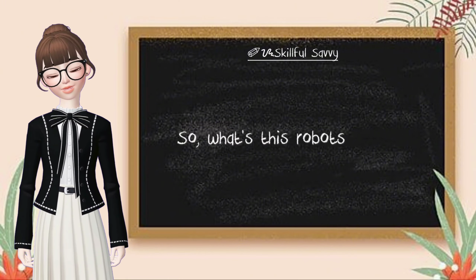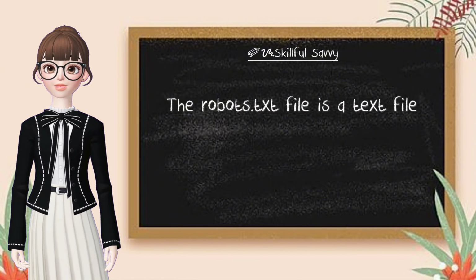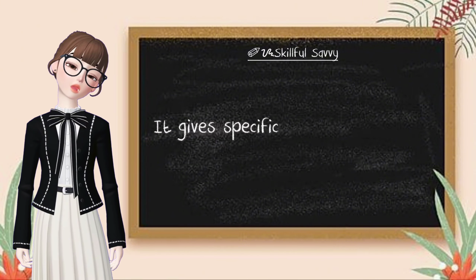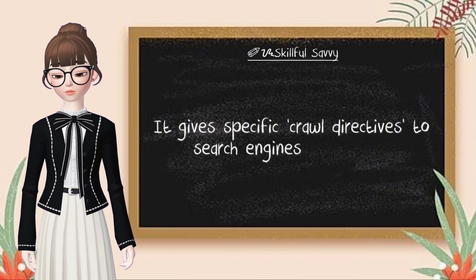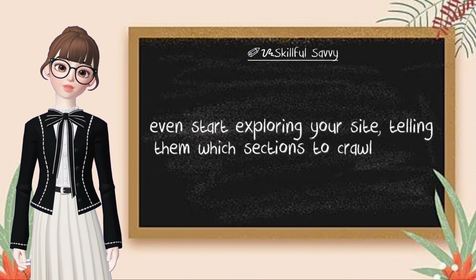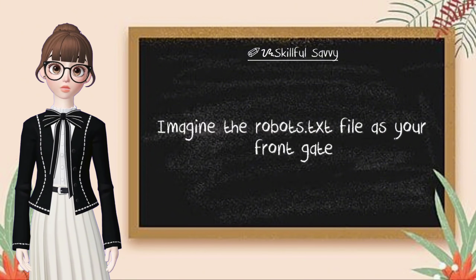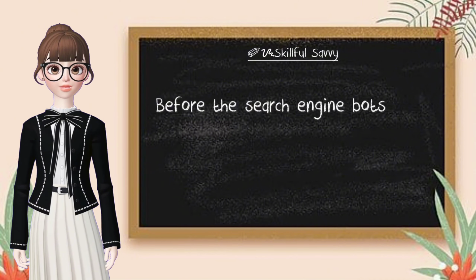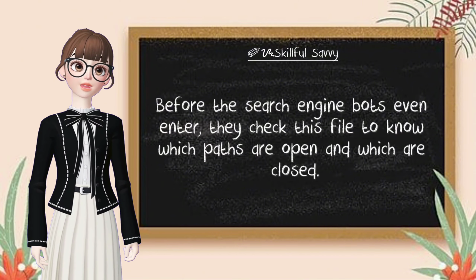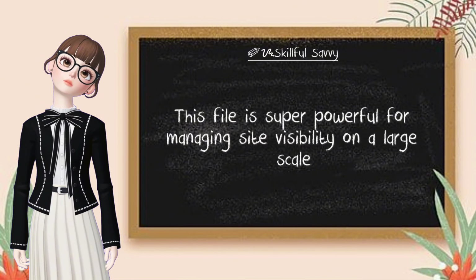So, what's this robots.txt file? The robots.txt file is a text file placed in your website's root directory that works like a gatekeeper. It gives specific crawl directives to search engines before they even start exploring your site, telling them which sections to crawl or skip. Imagine the robots.txt file as your front gate. Before the search engine bots even enter, they check this file to know which paths are open and which are closed. This file is super powerful for managing site visibility on a large scale.